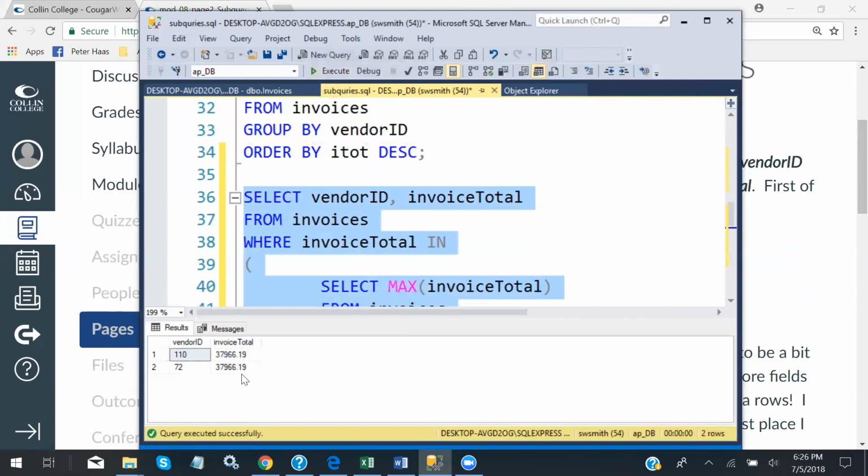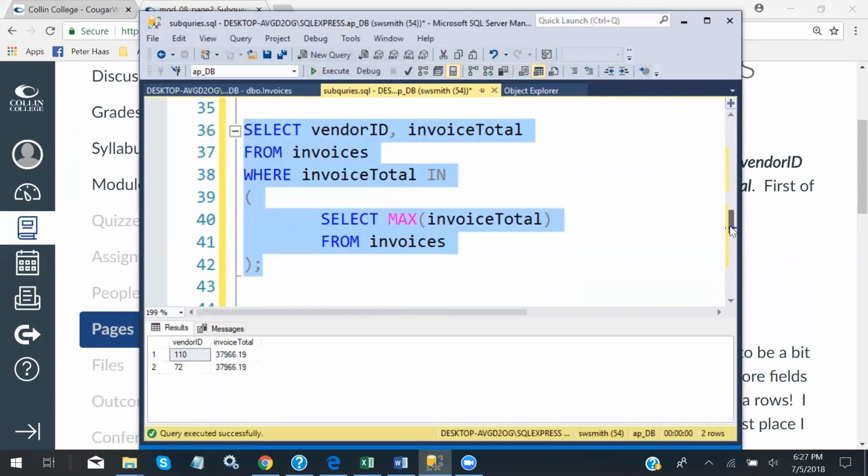And if I had 3 of them that tied, or 4 of them, or 100 of them that tied, I would get the full 100 of them. I don't know how many I'm going to have that tie for the maximum. I know that if I have any records in there at all, I will have at least 1 record that is the maximum, given that I have any invoice totals at all. But I don't know how many I will have. Maybe they're all the same. Could be. Questions?